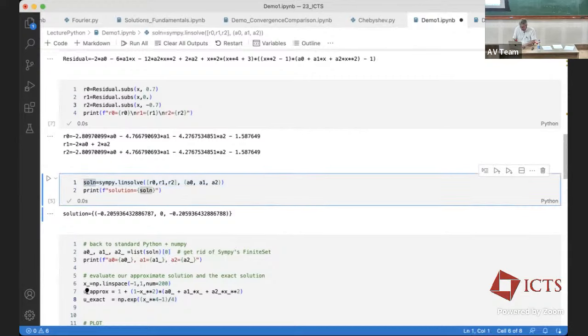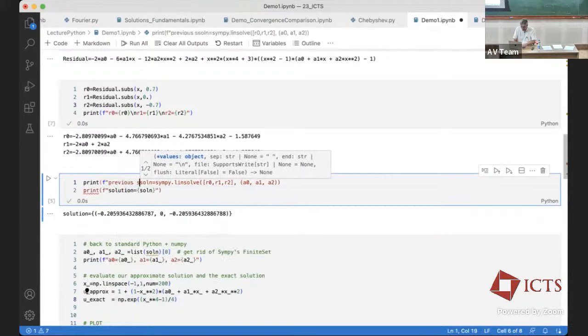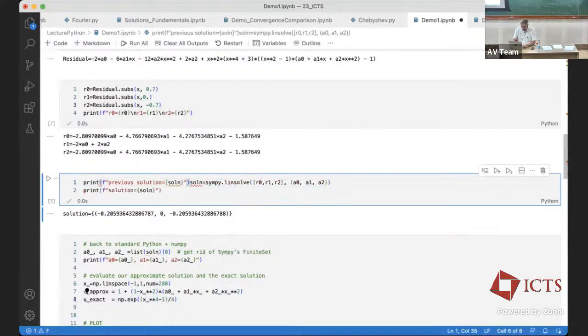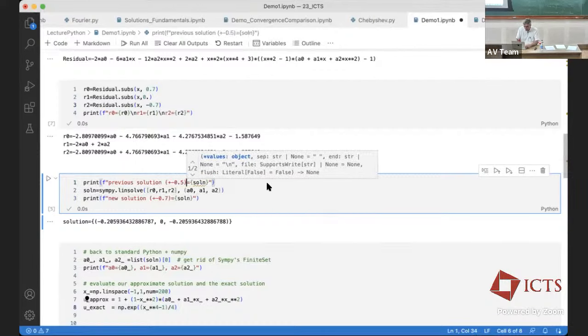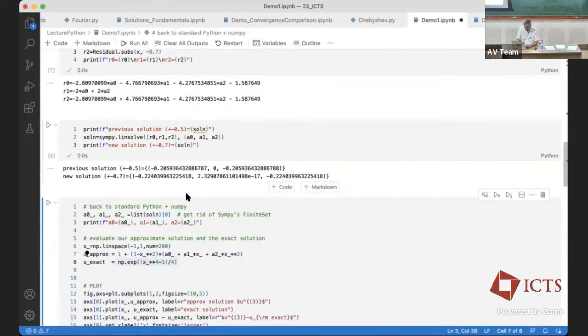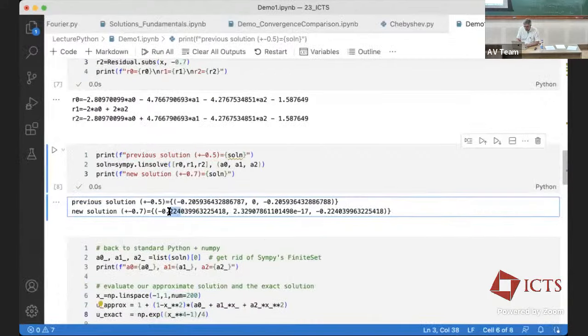So now let me play the following game. Print the previous solution. Since I'm overriding my data, I will print out the previous solution plus minus 0.7. And this one here was plus minus 0.5. So we can get a sense of whether numbers actually have changed and by how much. So the coefficients definitely have changed. The 0.25 turned into 0.205 turned into 0.225.